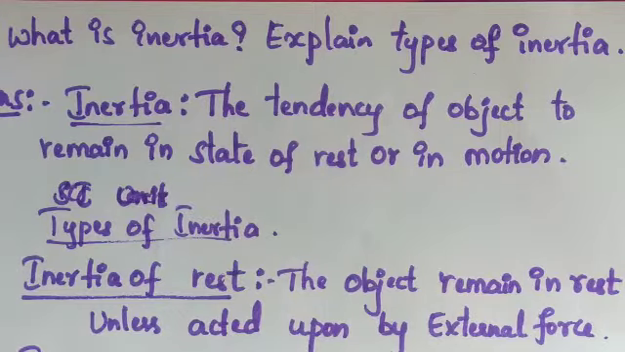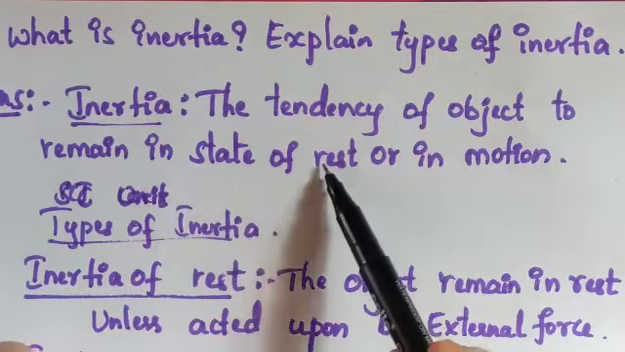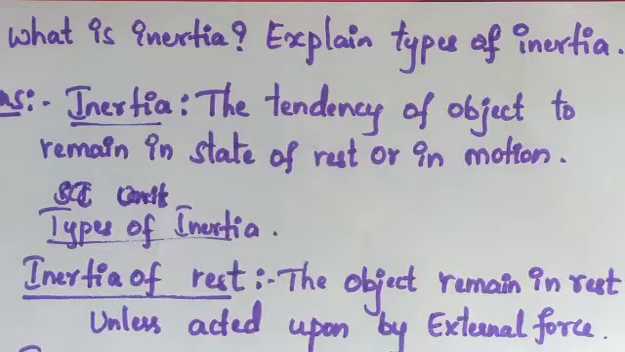Next is a very important topic. What is inertia? Explain the types of inertia. So what does inertia mean? It is the tendency of an object to remain in a state of rest or in motion. For example, if you're sitting, you will remain in that position itself unless an external force is acted upon you, isn't it? When the ball is rolling on the ground, it remains rolling unless an external force is applied on it. The external force, I can say, is the frictional force also. Those are the examples we can give for inertia.